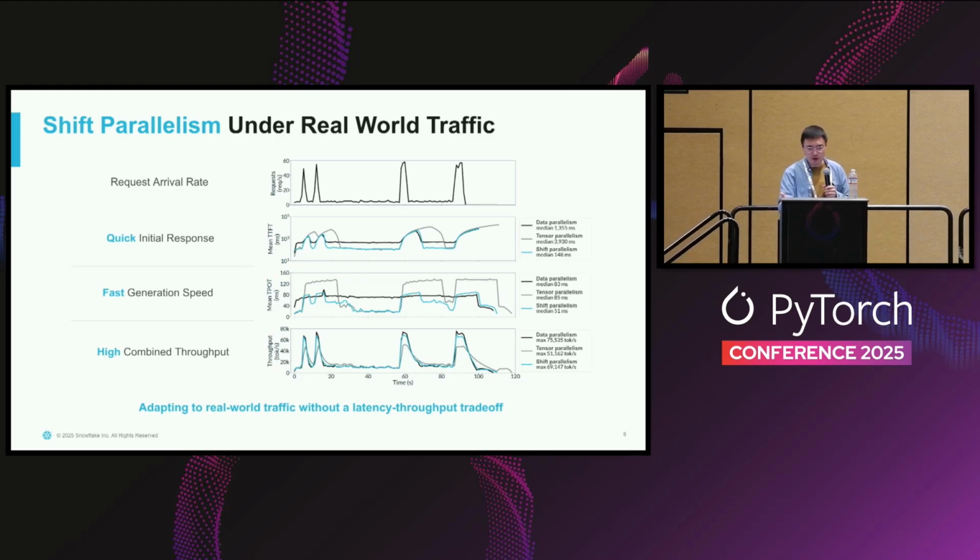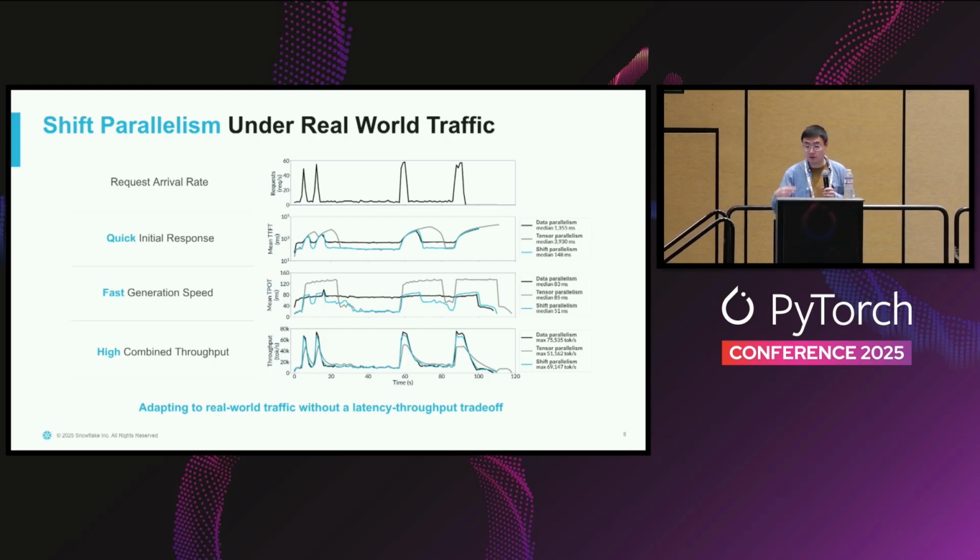When we benchmarked Shift Parallelism on this workload trace, we find that it is either the best or performs close to the best in terms of the initial response time, in terms of the generation speed, and in terms of the combined throughput throughout the duration of the entire benchmark, through the high periods and through the low periods.